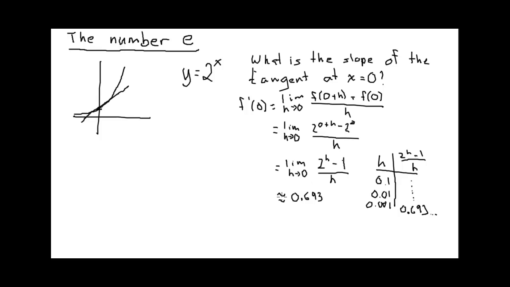So this is too small. 0.693 is much smaller than 1. We want a steeper line. So we want the exponential to have a slope which is a little bit steeper. Let's say that's 1 right there. So it's a little bit steeper than y equals 2 to the x.